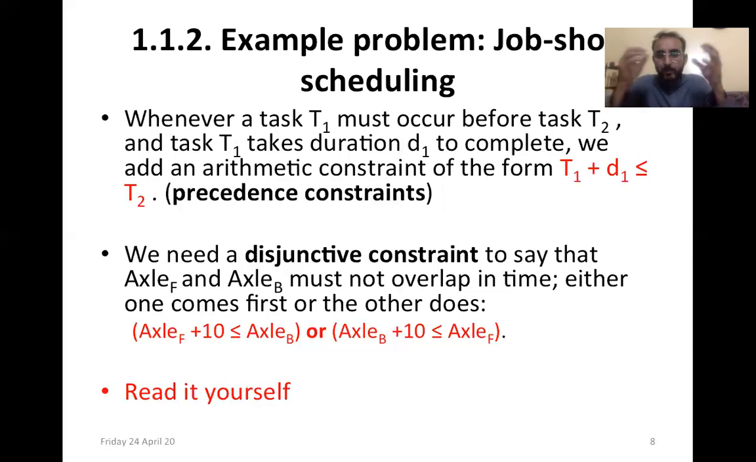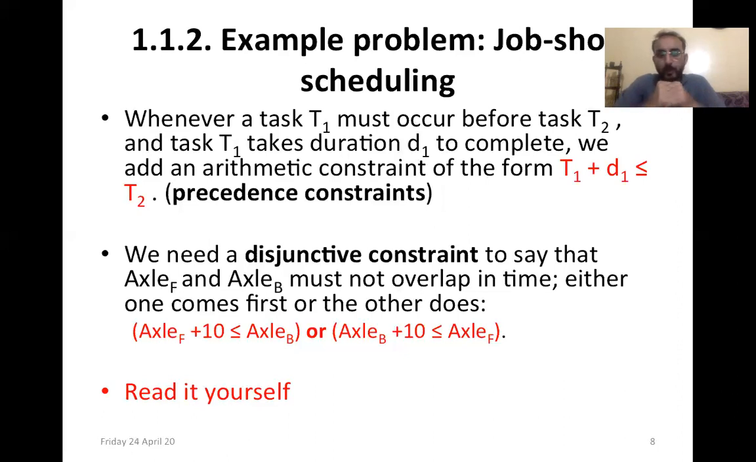But here the more focus is on either that comes first or that comes first. In the previous example, it is mentioned that task T1 must occur before task T2. So this is the necessary condition. Task T1 must, it is a must. There is no "or" between T1 and T2. So T1 must occur before task T2, and task T1 takes duration D1 to complete. So we add an arithmetic constraint of the form T1 plus D1, because it has to execute before task T2, so that is less than T2.